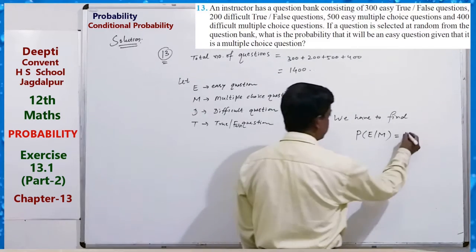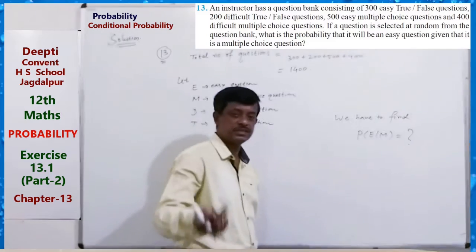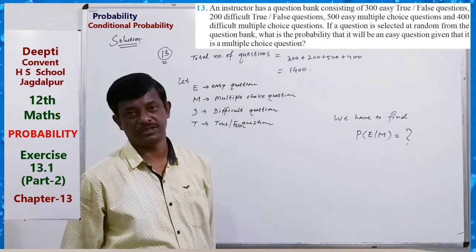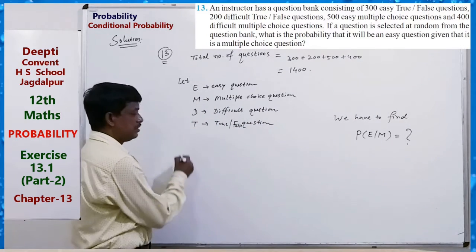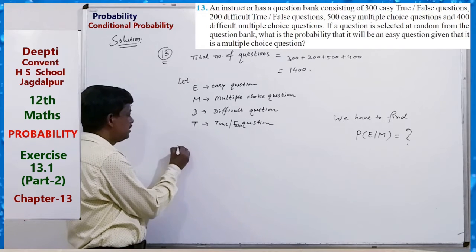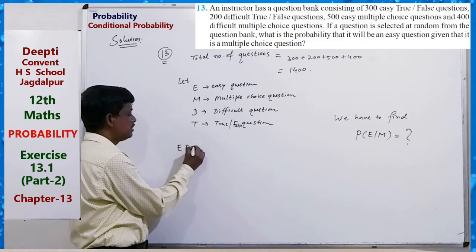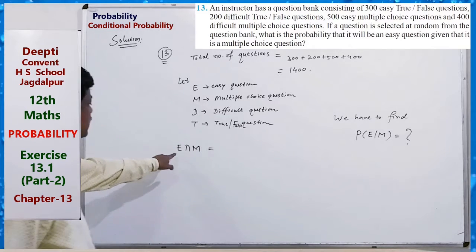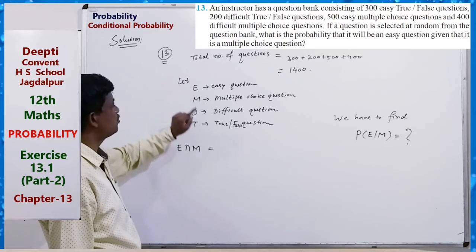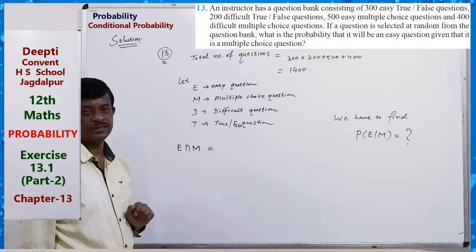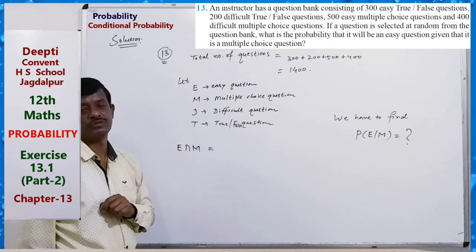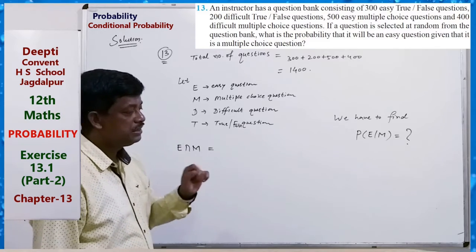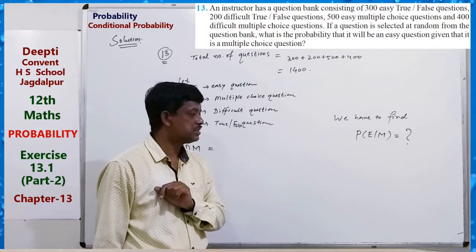Clear? Easy questions given that it is multiple choice questions. So here E intersection M means easy multiple choice questions, easy and multiple choice questions.